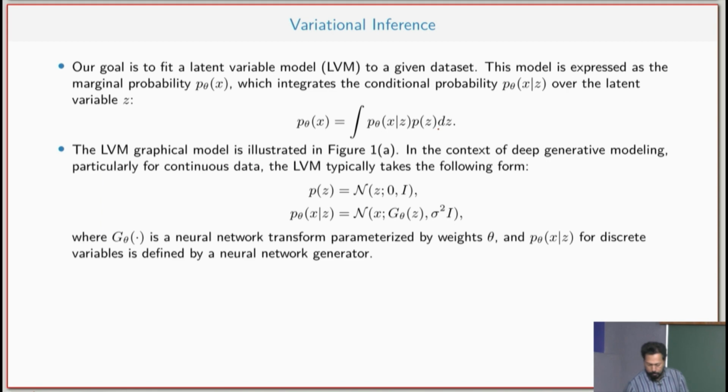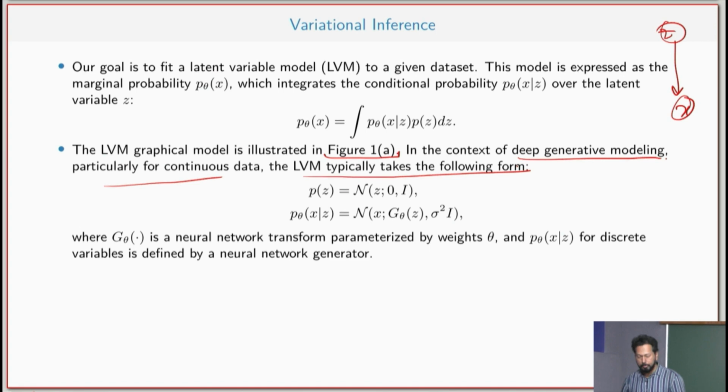Okay, so latent variable models are graphical models that we have illustrated in figure 1a that we drew before. So this is the latent variable graphical model in the context of deep generative modeling. Particularly for continuous data, an LVM typically takes the following form.